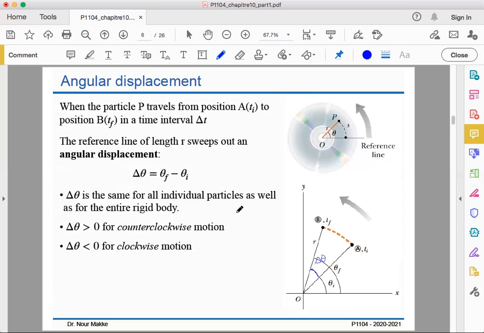Delta theta can be positive or negative, of course. It is positive if the motion is occurring in the counterclockwise direction, and it's negative for clockwise motion. Because as we said, we measure theta in a positive way when we go up from the x-axis, meaning when we are moving counterclockwise.